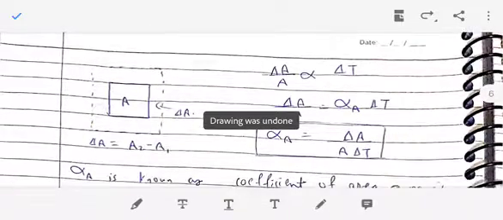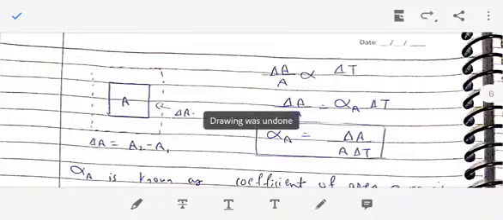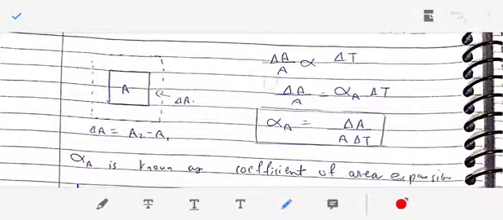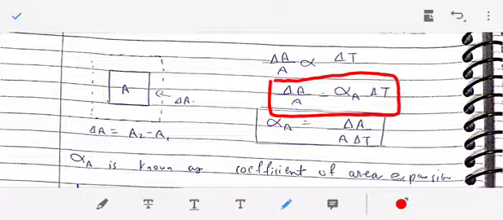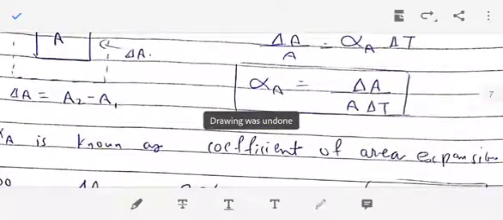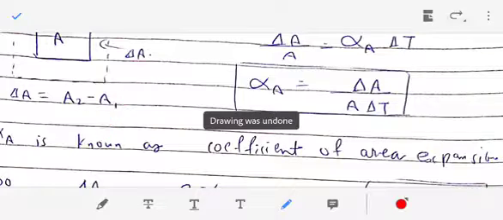Again, delta A upon A, the change in area upon original area, is proportional to delta T. That means delta A upon A is equal to alpha A times delta T. Here alpha A is the coefficient of area expansion. So alpha A is equal to delta A upon A delta T. What will be the value of the coefficient of area expansion?